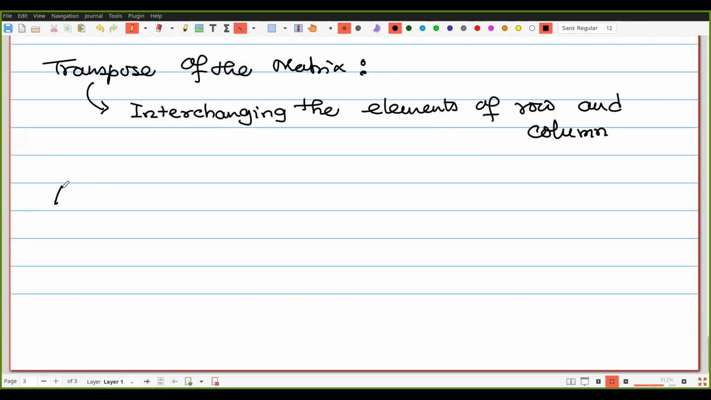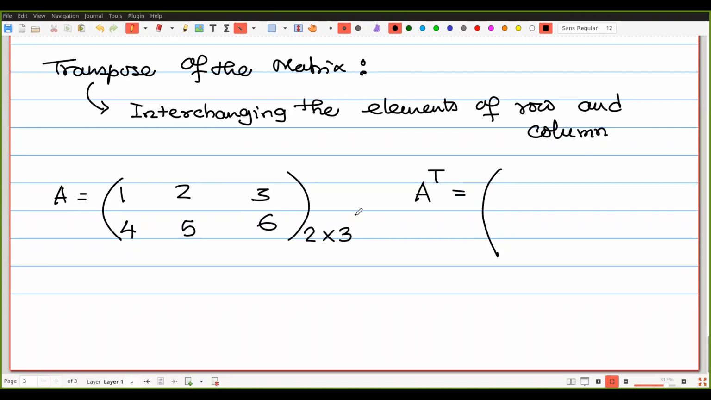Okay, suppose we have a matrix A with the order [1, 2, 3; 4, 5, 6]. That means how many rows are there? 2. How many columns? 3. What we are doing here is interchanging the row and column elements. The transpose of the matrix is written as A to the power capital T, that is the index. Just interchange the row and column: whichever is in our first row, that is 1, 2, 3, write down that one as the first column.